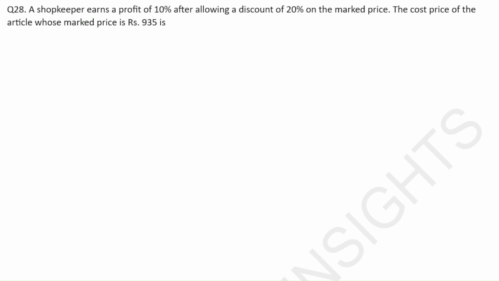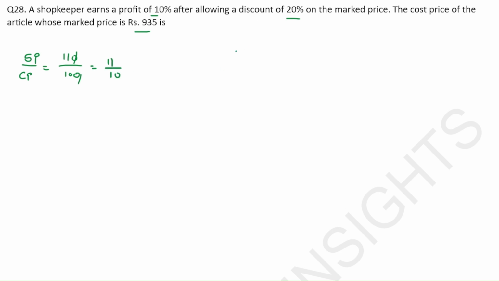Now, a shopkeeper earns a profit of 10% after allowing a discount of 20% on the mark price. The cost price of the article whose mark price is rupees 935 is. So we have to find the cost price, similar to the previous question. When we're talking about profit percent, we're talking about SP divided by CP. So if the cost price is 100, then the selling price will be 110, right? Because we're selling at 10% profit. So cancel, you will get 11 by 10.